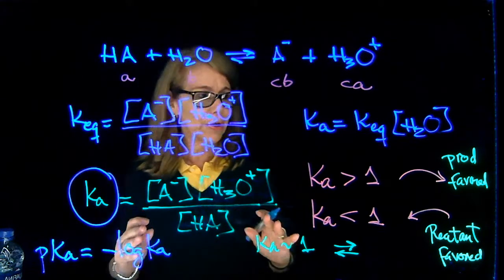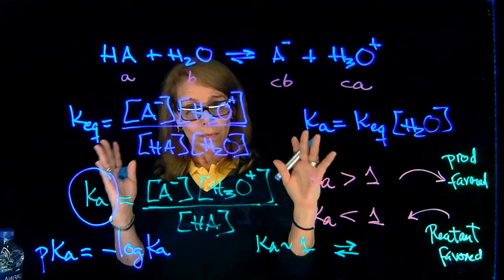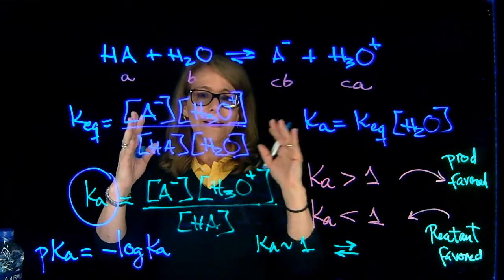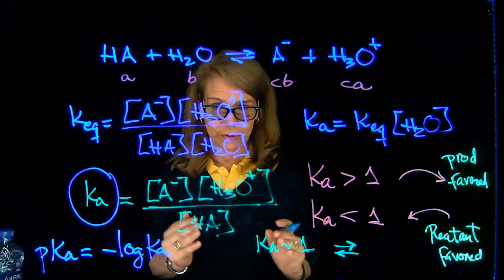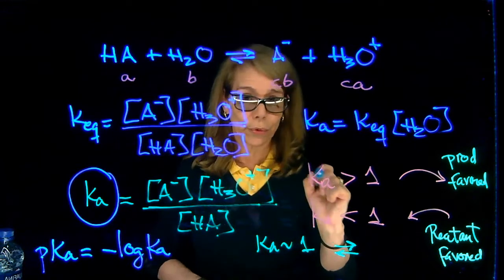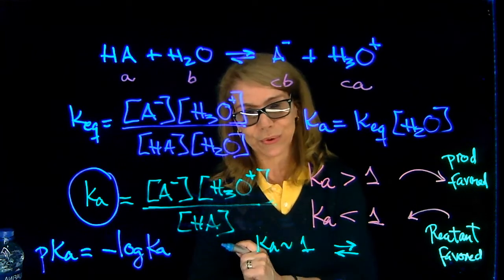Now we're going to learn in another video what is the pKa of some acids and bases, and use those values to predict the outcome here. Where is the equilibrium going? Is it product favored or is it reactant favored? So we're going to do that next.